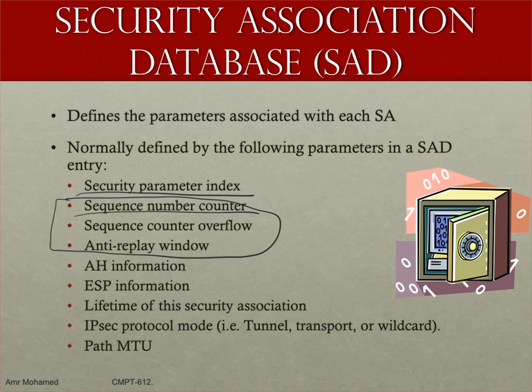And there is the anti-replay window. Why? Again, because the packets might arrive unordered. So I may receive 1 and then 5. If I receive 1 and then 5, and then I receive 2, no problem. That should be okay, right?